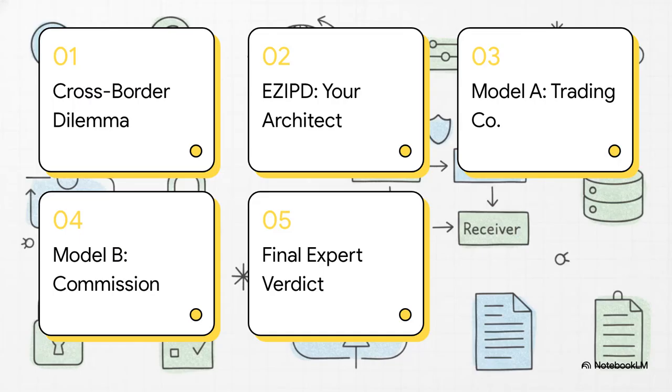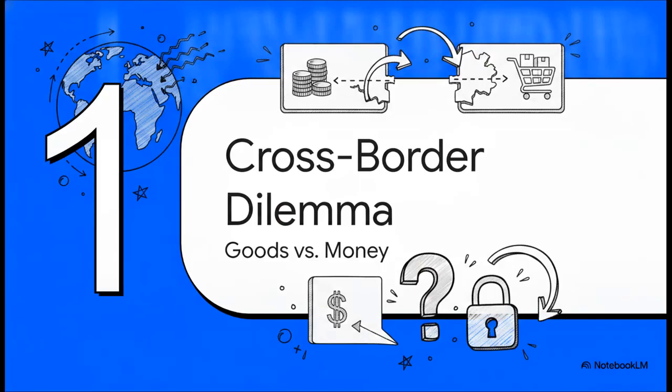So here's our blueprint for today. First, we'll outline the cross-border dilemma. Second, we'll introduce EZIPD, your business architect. Third, we'll explore Model A, the trading company route. Fourth, we'll look at Model B, the commission model. And finally, we'll wrap up with the expert verdict. Okay, let's get into part one, the cross-border dilemma.